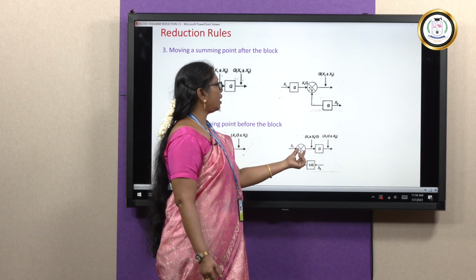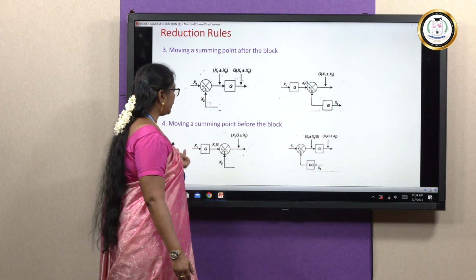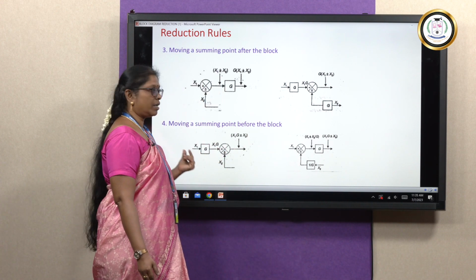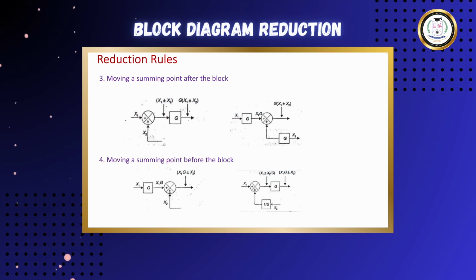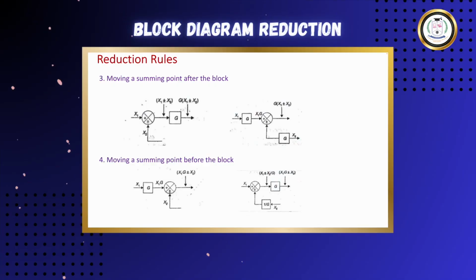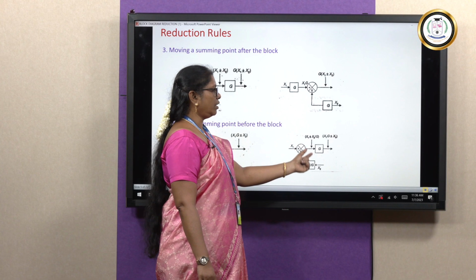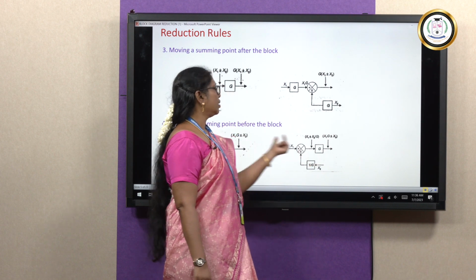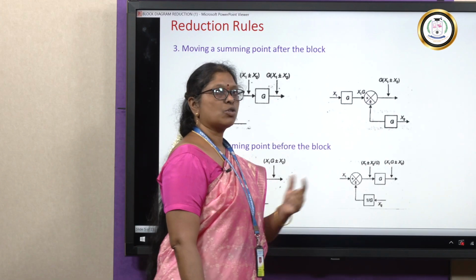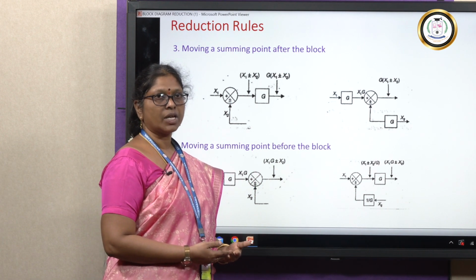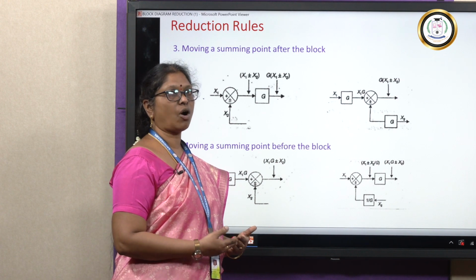So here now we are moving this summing point before the block. That means x2 will be multiplied by g, but the output is x1g plus x2 only. That means here we need to divide this by g. So x2 by g. So this summing point, x1 plus x2 by g, when it is multiplied with g, finally you will be getting x1g plus x2, the same output. So when we are doing the block diagram reduction or rearranging the block diagram, we have to see that the signal is not altered.